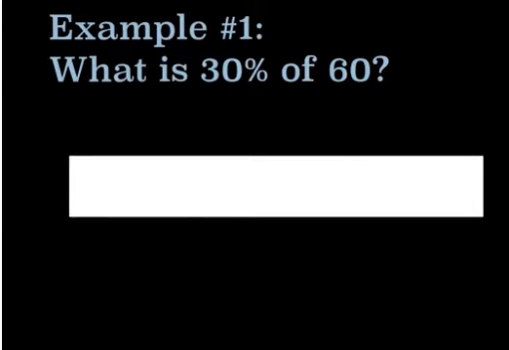Now look here. This is an example. What is 30% of 60? Okay, you have a bar there. Obviously you should have 0% and 100%. And the 60 should make 100%. So 60 is equivalent to 100%, and the 0 is equivalent to 0%.